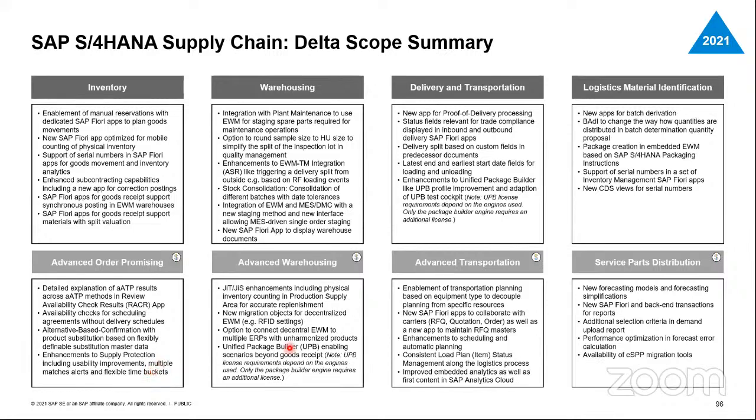Advanced warehousing, I mentioned earlier. New migration objects for decentralized EWM, migration of RFID settings, etc. Again, not anything that I want to mention specifically. Some delta is there also in transportation, of which I don't think there is a focus on analytics.